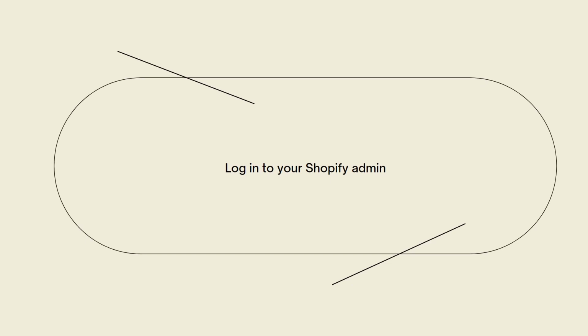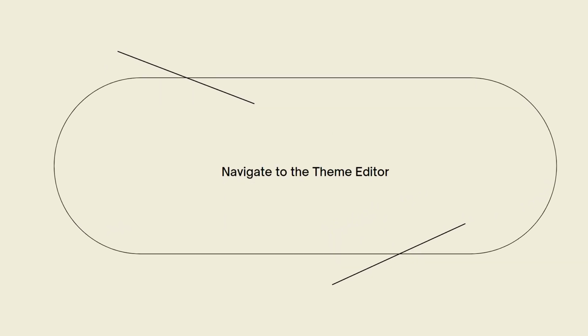So first of all, just go ahead and log into your Shopify admin. After that, navigate to the theme editor. From the Shopify admin dashboard, click on Online Store in the left-hand menu. Then under that, select Themes.